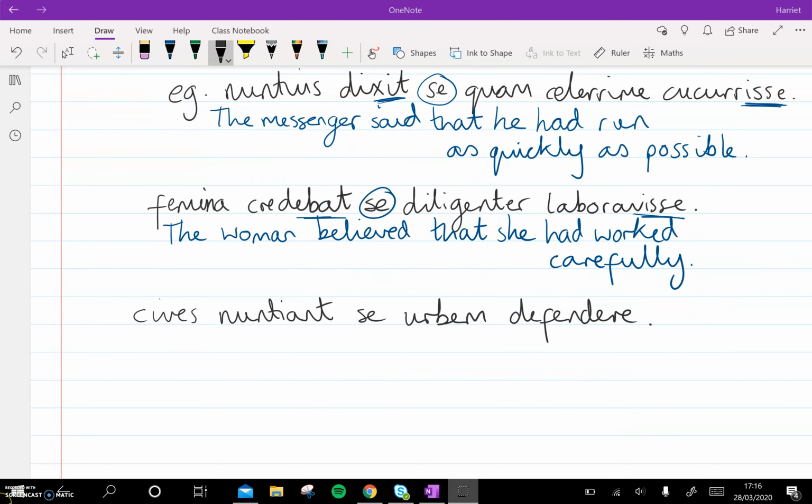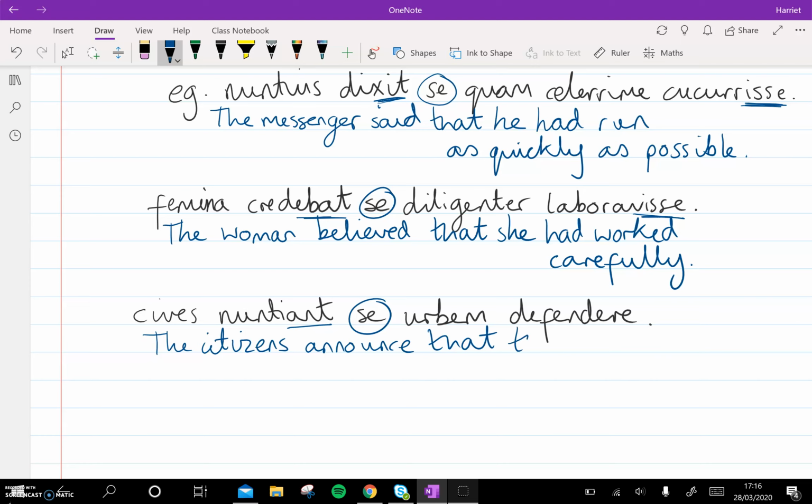Okay, in this one, we've got a plural subject, so the citizens. Watch out for the tense here. This time it's present tense, so the citizens announce or are announcing would be fine. That. Se is our accusative. It's referring back to that subject. So this time it's that they are defending, because it doesn't need to change tense, the city.